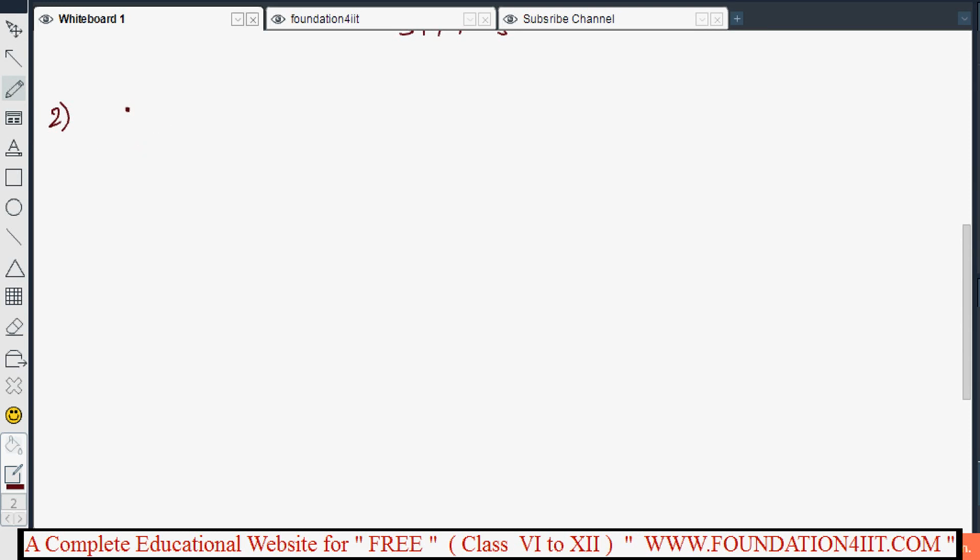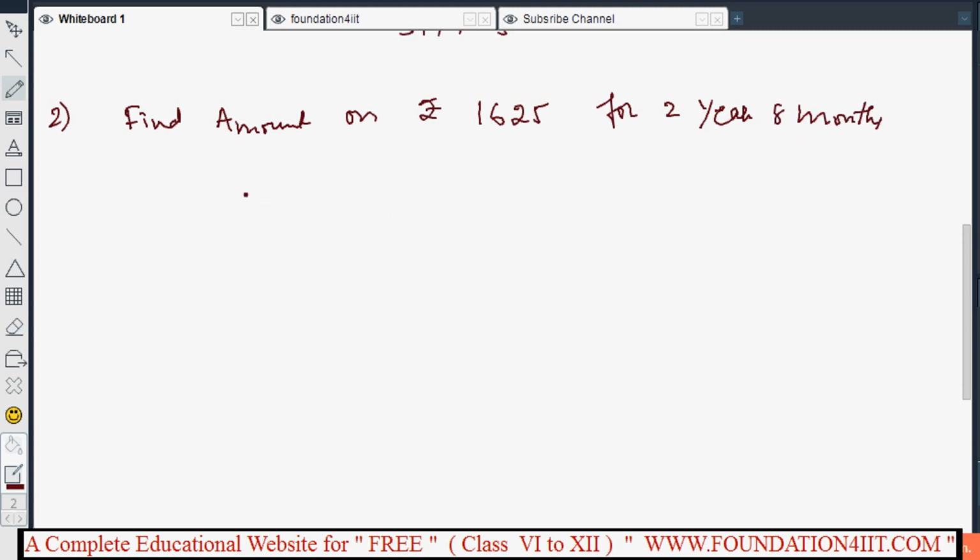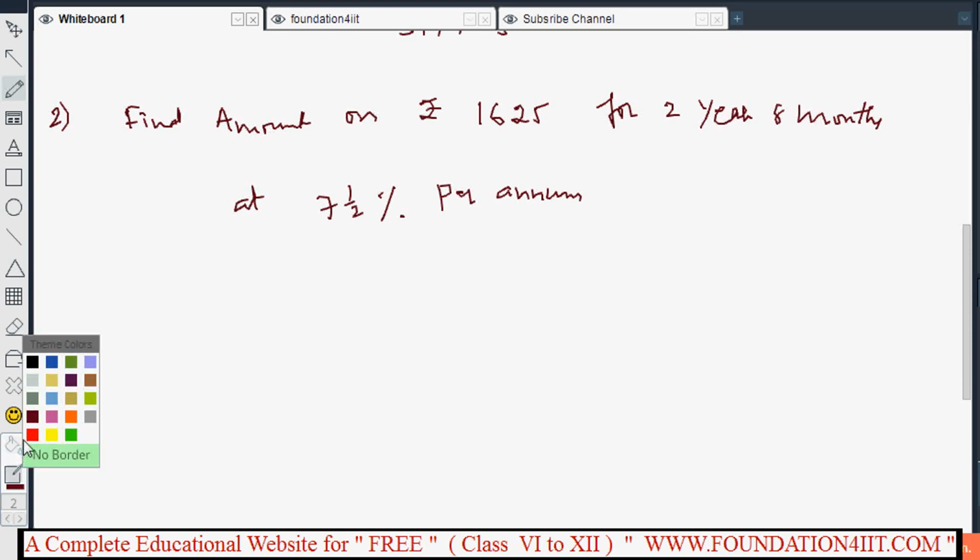So find the amount on rupees 1625 for 2 years 8 months. Okay, this is the time, at 7 1 by 2% per annum. Okay, when you observe the time here, 2 years 8 months.